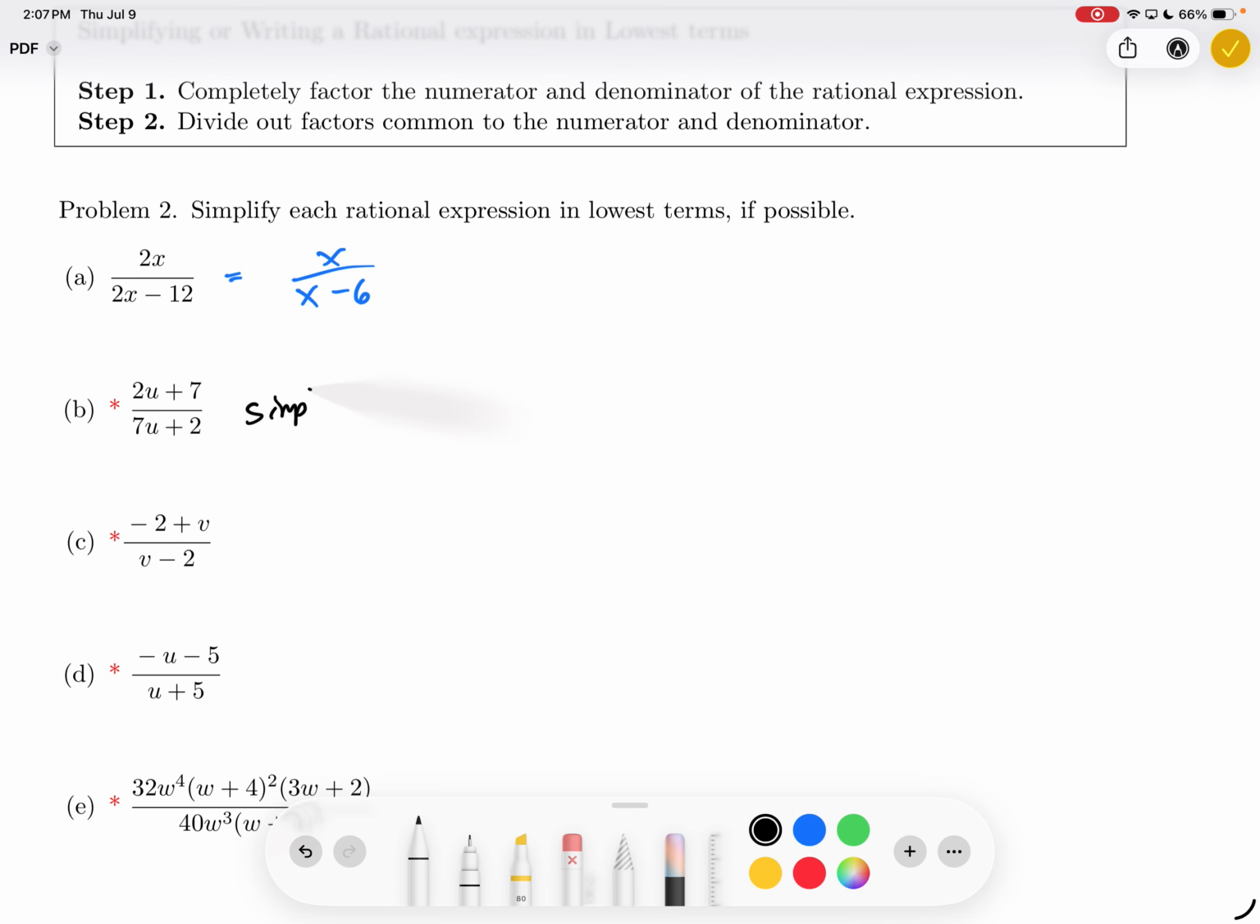But you have 2u plus 7 and then 7u plus 2. It's just making sure that you don't do anything like this. You can't do that. Here you have 4 terms, 1, 2, 3, 4, and all 4 of those have to be divisible by the same thing.